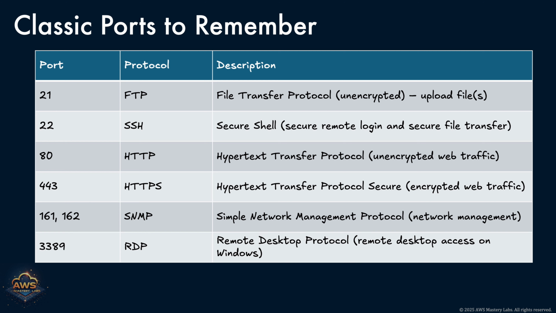Port 3389, RDP, Remote Desktop Protocol, RDP, is used for accessing and managing Windows-based EC2 instances. It allows remote access to the graphical interface of a Windows server, making it critical for administrators working with Windows instances. Being aware of these ports is essential when configuring security groups or ensuring secure access to your instances.